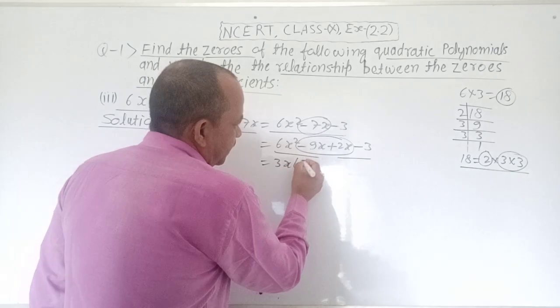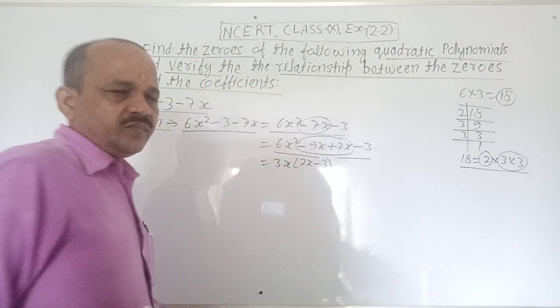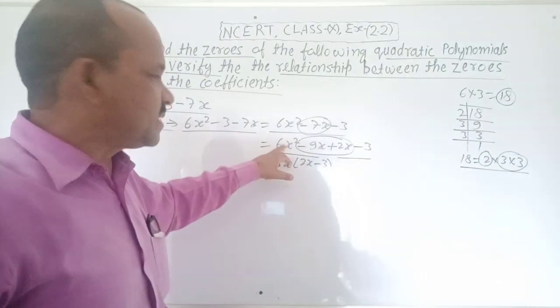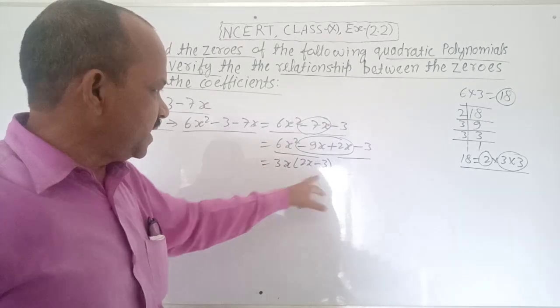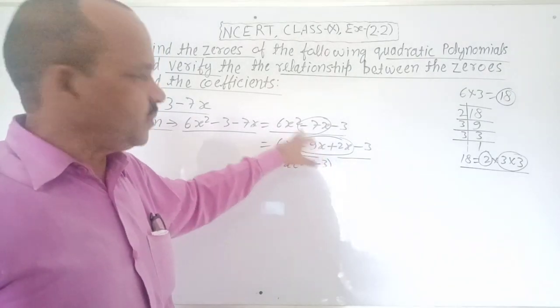3x. Here 2x and here -3. If you multiply 3x and 2x, it becomes 6x square. If you multiply 3x and -3, it becomes -9x. It means it is correct.